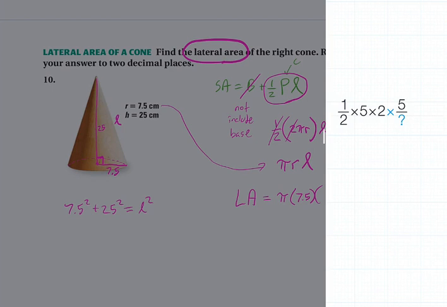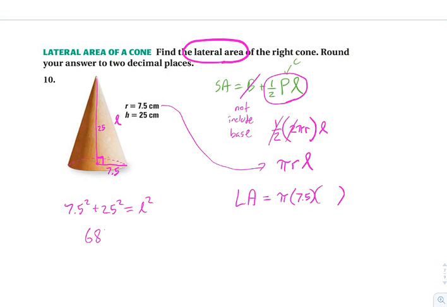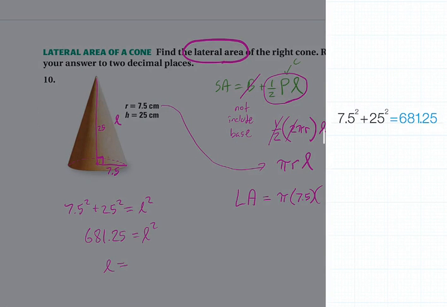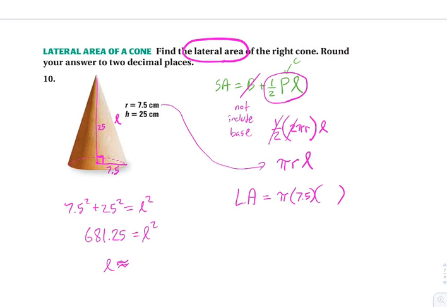So this is 7.5 squared plus 25 squared, 681.25 equals L squared. So square rooting both sides, we get L is equal to 26.100, or approximately 26.100.